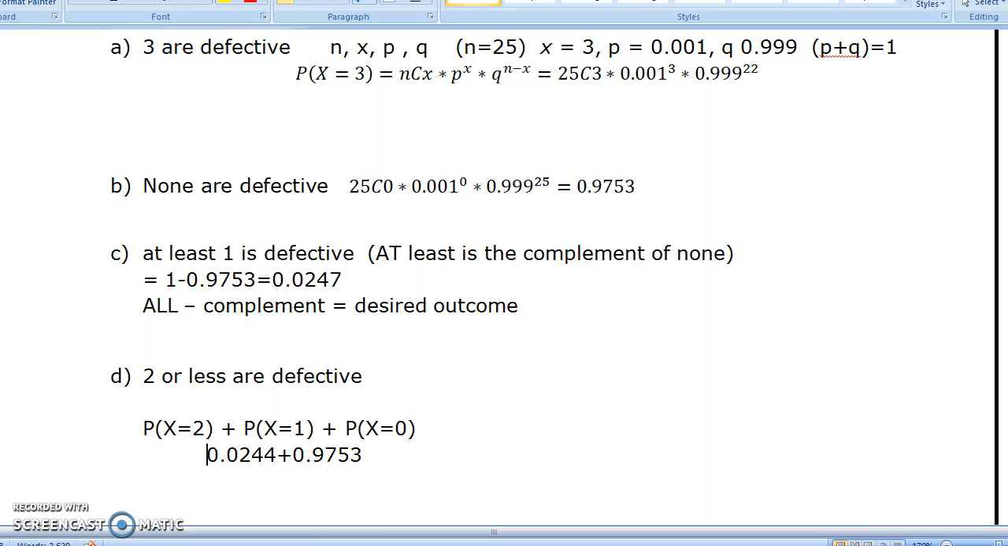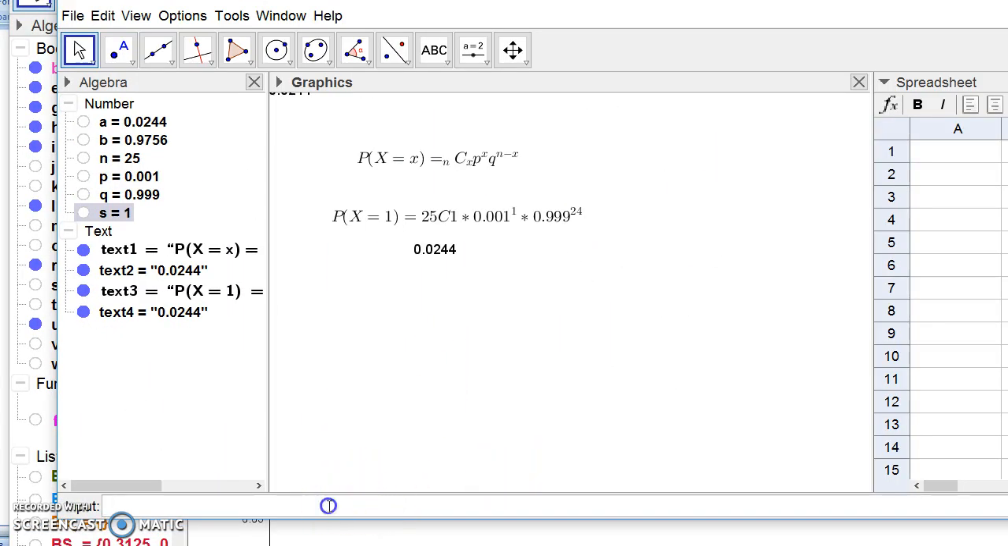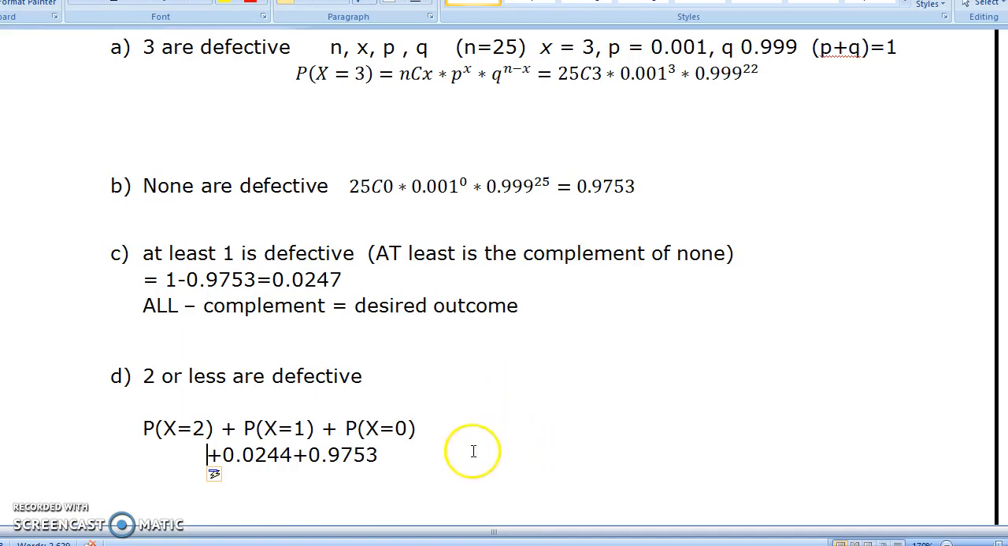Now again, let's calculate the probability that 2 items are defective, although really this is going to be exceedingly small. Let's change s now to 2. And we go x equals 2, okay, 25 choose 2, 0.001 to the power of 2, 0.999 to the power of 23. And we get as our answer 0.003. Again, a very, very small probability, which should make sense to us. Okay, and this would be then our probability that 2 or less are defective.